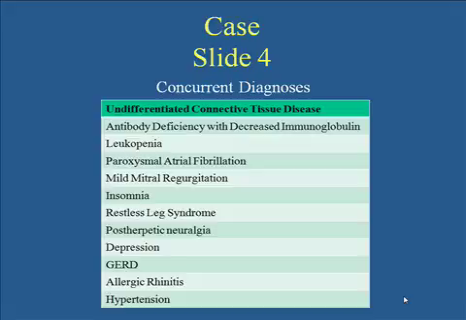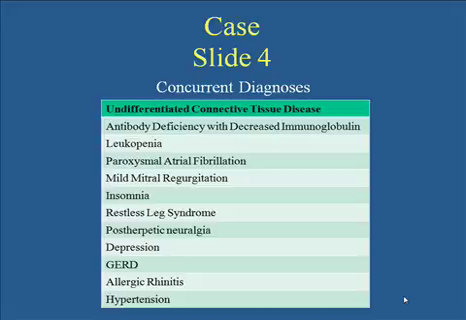Now, in our particular case here, we can start to look for some risk factors. She has an undifferentiated connective tissue disease. When I met her, she actually had presented with Sweet's syndrome. It ultimately proved to be rooted in this undifferentiated connective tissue disease. This has been complicated by an antibody deficiency with decreased immunoglobulin, for which she receives IVIG, and associated leukopenia. This undifferentiated connective tissue disease has resulted in chronic muscle weakness and fatigue.